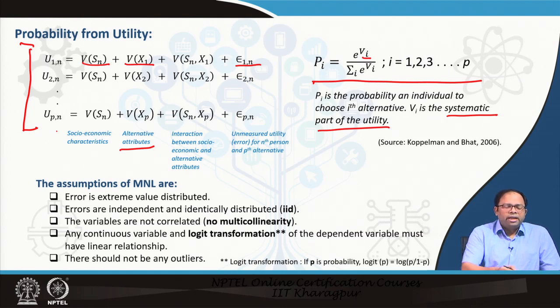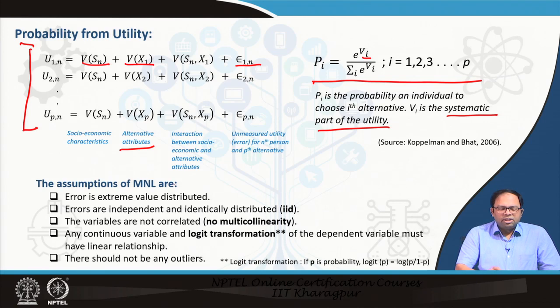So, if we have 10 individuals and there are 3 alternatives that a person has the option to use, then there would be 30 data points and 30 utility equations. But we also have to remember that not all individuals have the option to use all the modes. Some of them may have all 1 to p modes, some of them may have a subset of those modes. So, that also needs to be remembered.